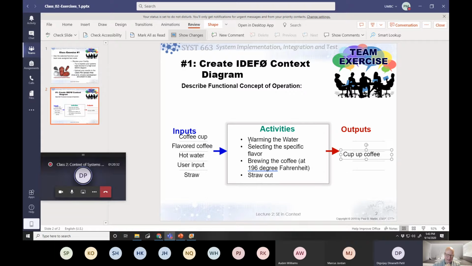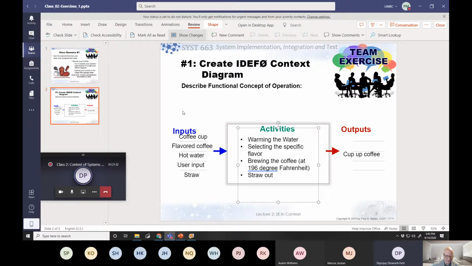I think the only missing activity is that if you have this straw, you have to have your user put the straw in. You had a user input here, so there should be an activity for that. But your output's a hot cup of coffee, right? Yeah, that's not bad. And you may have an output of a straw. I was going to add something like, do you want any more coffee? An option like that. No, I think it was a one cup deal.